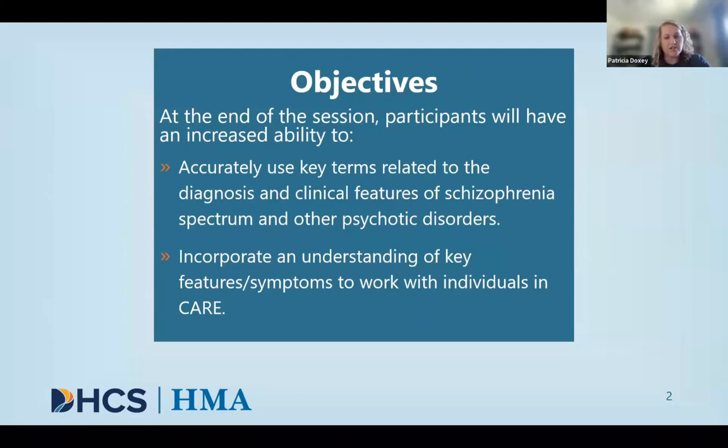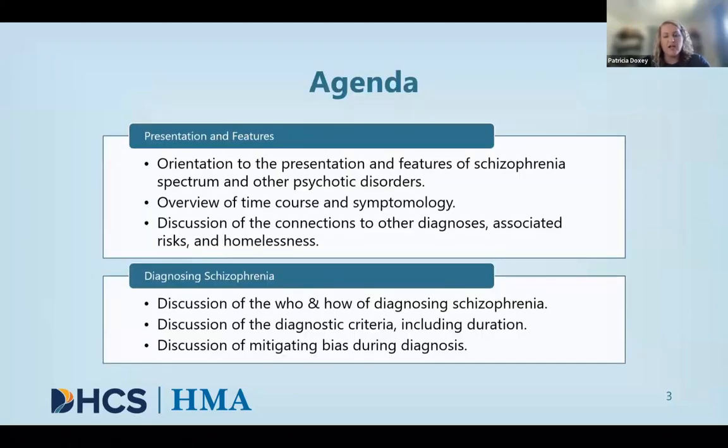So let's take a look at our two main sections for the discussion today. The first section will be focusing on the presentation and features of schizophrenia, and look at time course and symptomology, and discuss connection to other diagnoses, associated risks, and homelessness. And then the second section will focus on diagnosing schizophrenia. So the who and how of diagnosis, some of the diagnostic criteria, including duration, and a discussion of how you can mitigate bias during diagnosis.